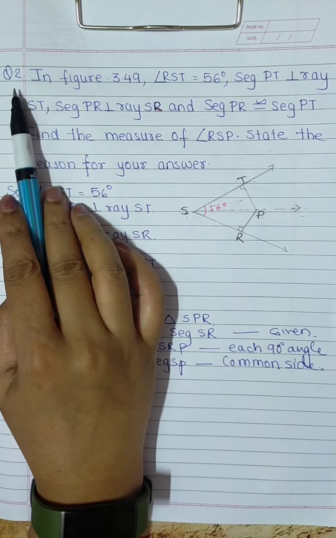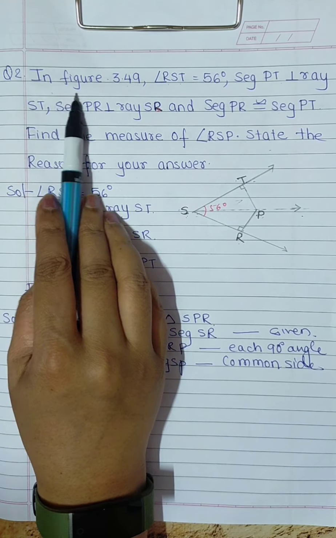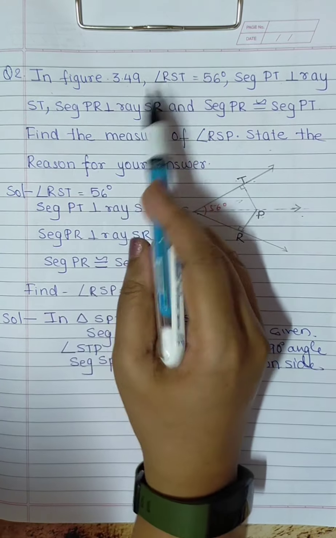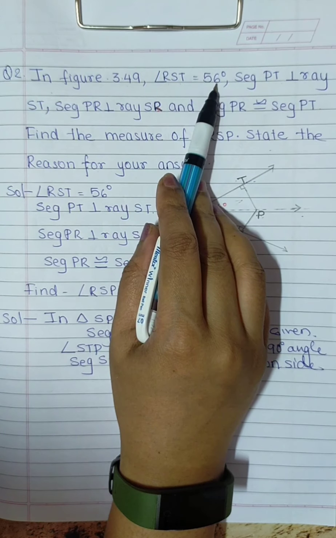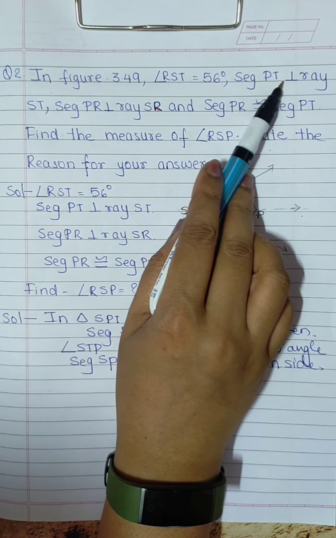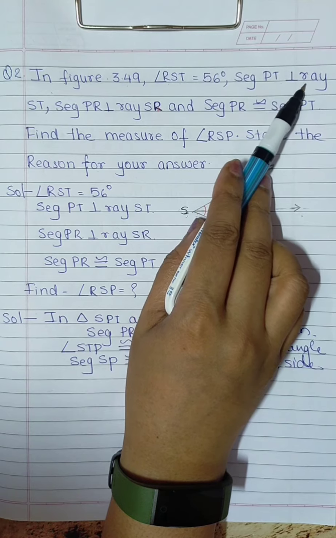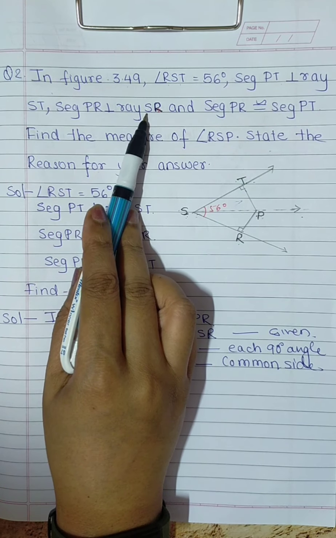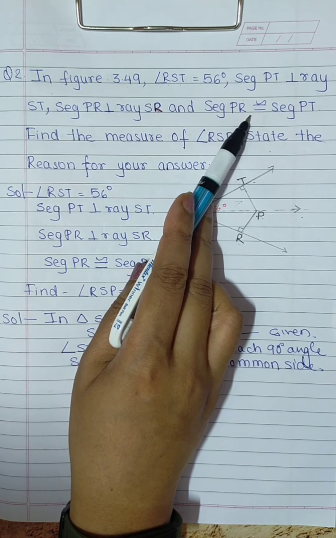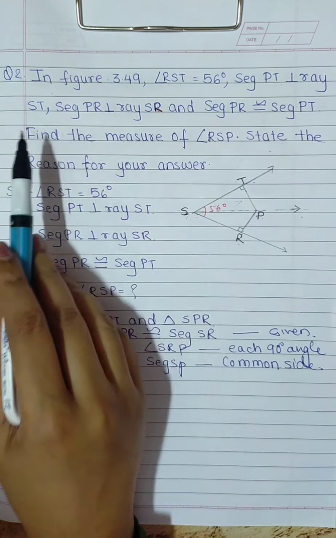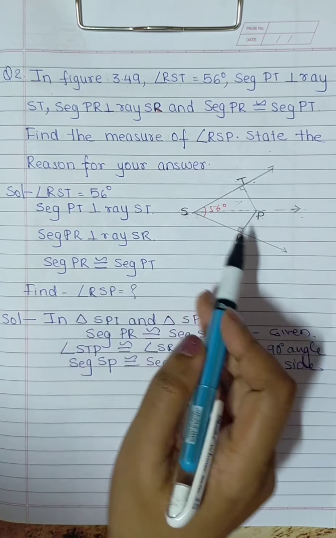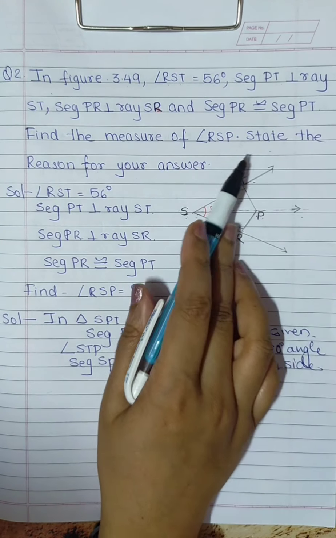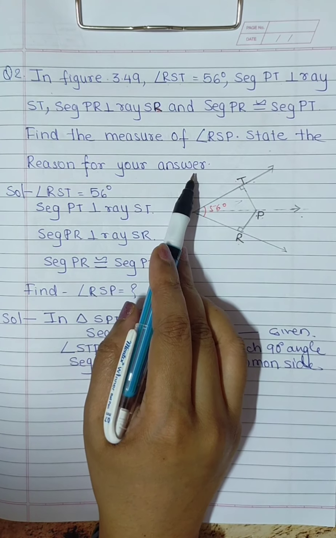Now here question number 2 is given in figure 3.49, angle RST is equal to 56 degree. Segment PT is perpendicular to ray ST and segment PR is perpendicular to ray SR and segment PR is congruent to segment PT. So find the measure of angle RSP. State the reason for your answer.